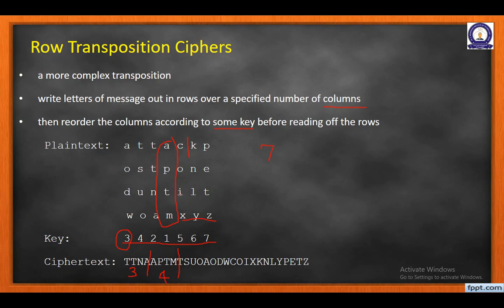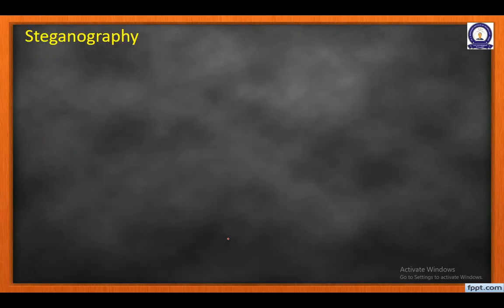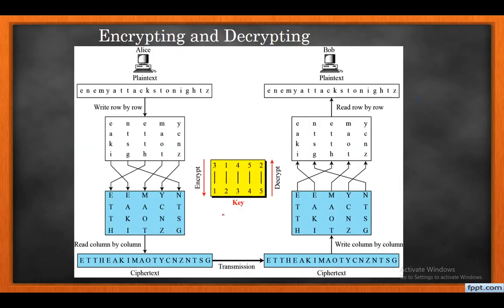So you can arrange it according to the columns and write those columns here. This has increased the complexity because the key can be any number order. Here your key will always be secret even if the algorithm is public. Now let's see how to encrypt as well as decrypt.